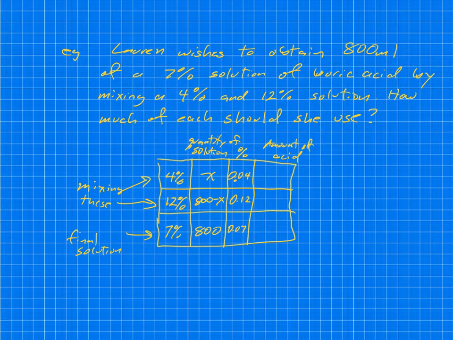for each one. So this is going to be 0.04x. I'll make my box a little bigger. Then 0.12 times 800 minus x. I had to extend that a little bit. And then my last piece is going to be 800 times 0.07.